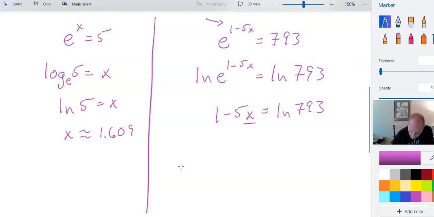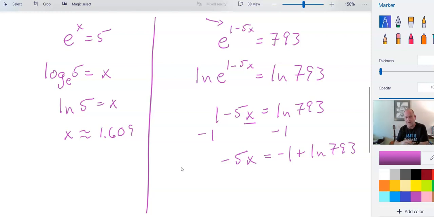This is just a number, so we'll do exactly what we have always done before. We'll subtract 1 from both sides. That will give me negative 5x is equal to negative 1 plus the natural log of 793. Right? We don't have an exact number for it, so we just leave it there like that. It's kind of like a square root. Right? 1 plus the square root of 3, you can't combine them because they're not really like terms.